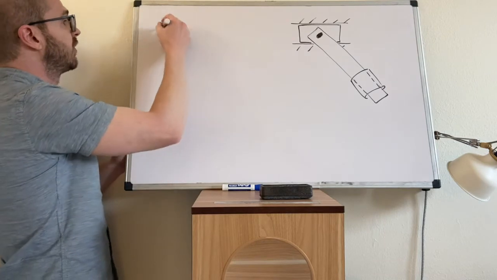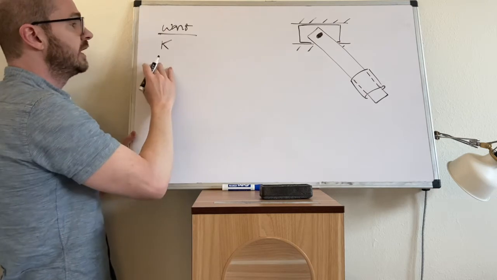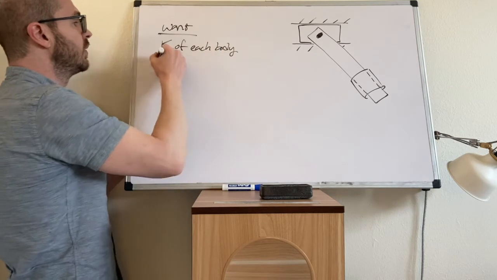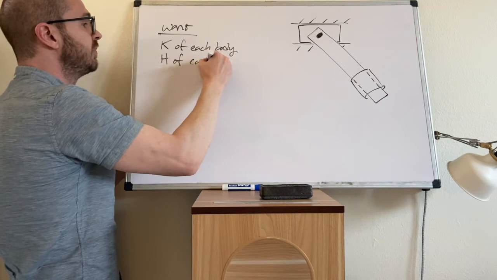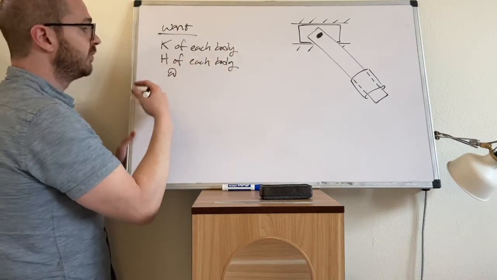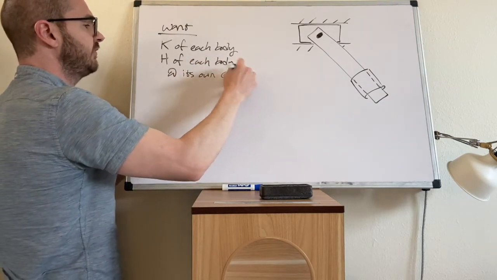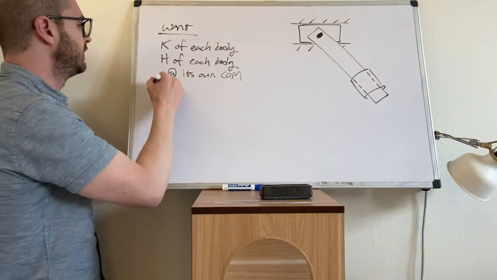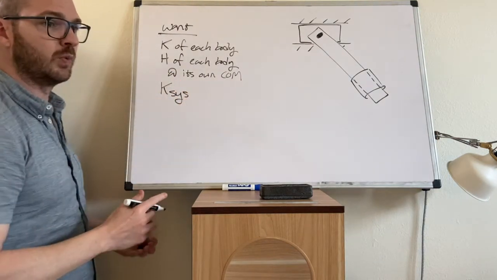So what do we want out of this problem? We want the linear momentum of each body. We want angular momentum of each body, I'm going to write the H symbol, but about its own center of mass. And then let's also describe the linear momentum for the whole system as well.